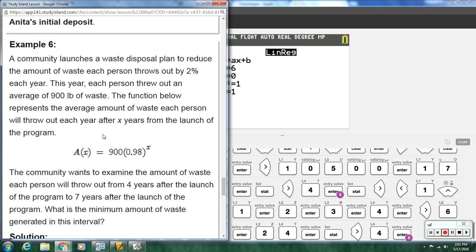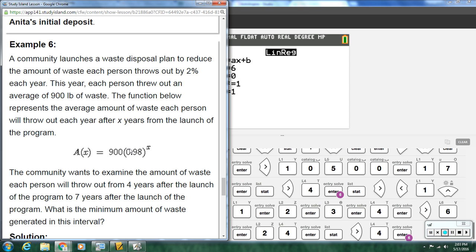launch of the program. So they gave you this equation. What kind? Linear, quadratic, or exponential? Exponential, good. Where's the 900? The starting point. Why is it 0.98? Because it's 100 minus 2%, or 1 minus 0.02. Remember, we take that decimal and move it 2 places. That's where the 0.98 comes from; it tells you it's a decrease. That makes sense. We're trying to reduce the garbage, right?